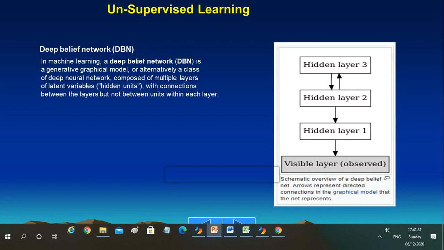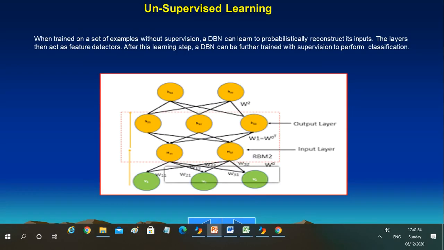Deep belief network, DBN. In machine learning, a deep belief network is a generative graphical model, or alternatively a class of deep neural network, composed of multiple layers of latent variables with hidden units, with connections between the layers but not between units within each layer. When trained on a set of examples without supervision, a DBN can learn to probabilistically reconstruct its inputs. The layers then act as feature detectors after this learning step. A DBN can be further trained with supervision to perform classification.